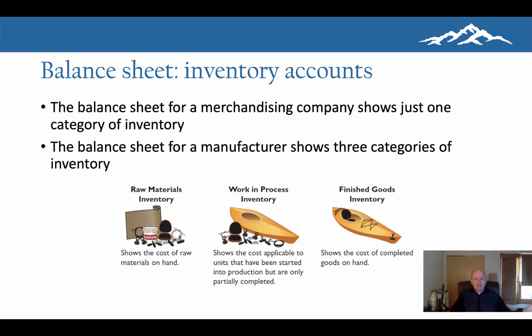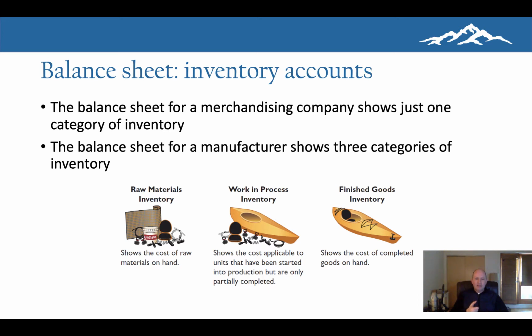So that's the income statement side of things, cost of goods sold or cost of goods manufactured. And then on the balance sheet side, manufacturers are a little bit different than merchandising companies. Merchandising companies, you just have inventory. You might create some subcategories internally, but at the end of the day, you just have inventory. Whereas a balance sheet for a manufacturer is always going to show three categories. You're going to have raw material inventory, work in process inventory, and finished goods inventory.